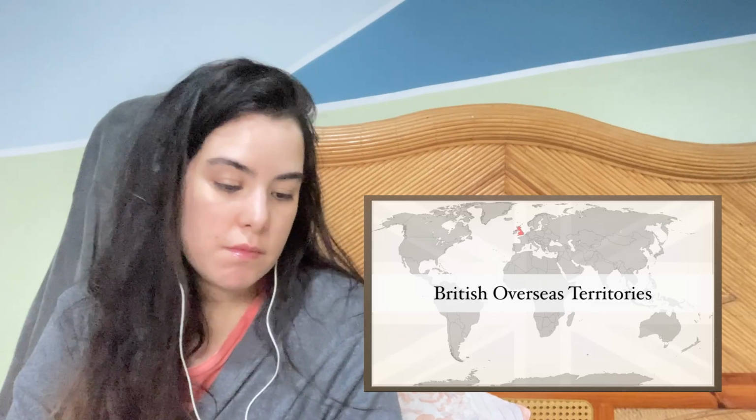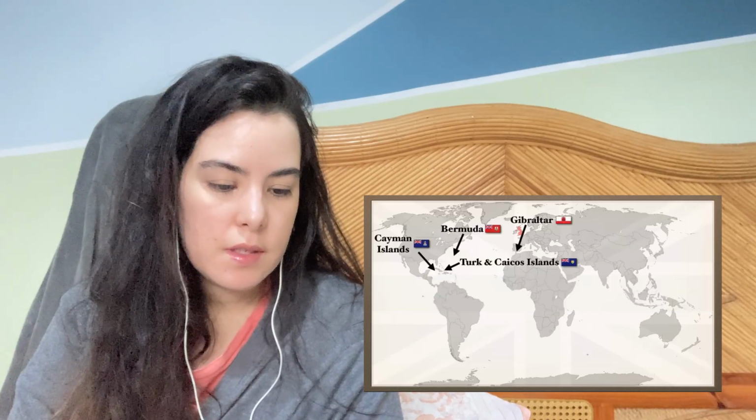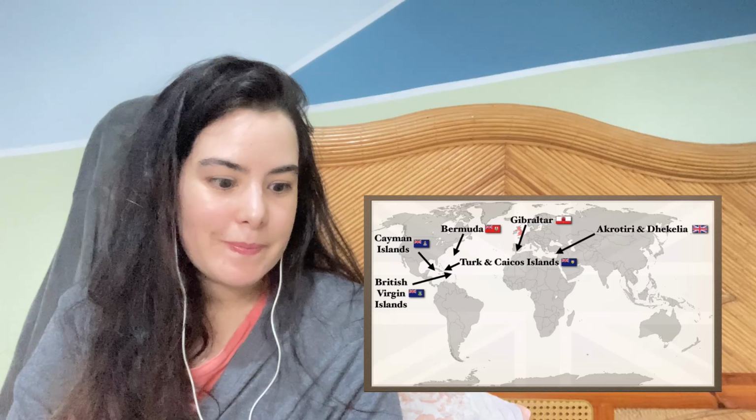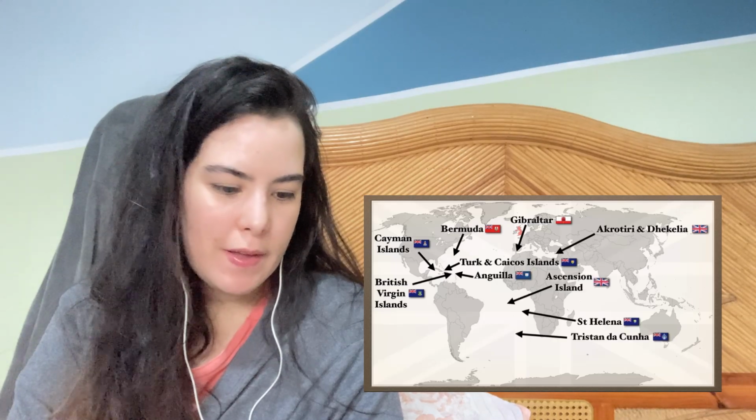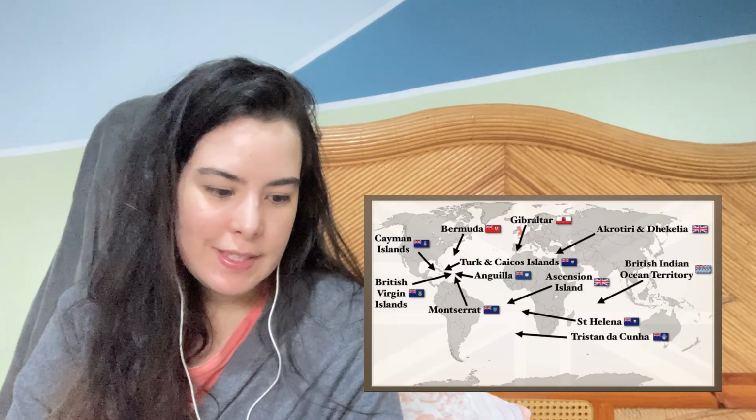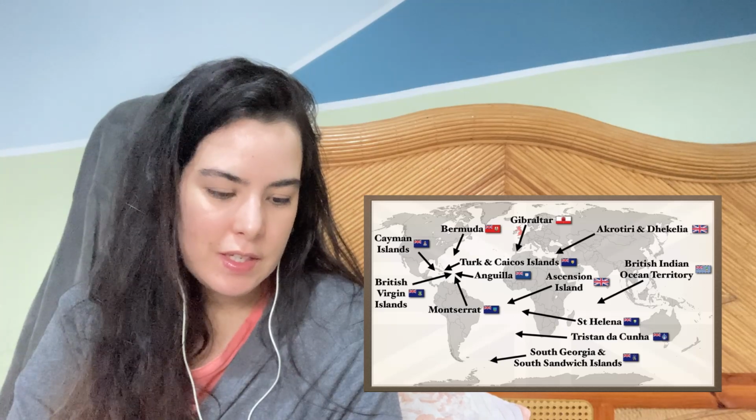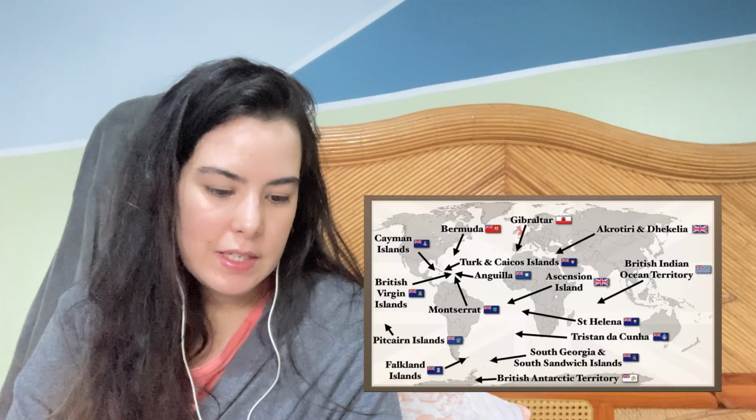Unlike the Commonwealth realm, they have not become independent nations and continue to rely on the United Kingdom for military and sometimes economic assistance. Like the crown dependencies, everyone born within their borders is a British citizen. The Crown Colonies are, in decreasing order of population, Bermuda, the Cayman Islands, the Turks and Caicos Islands, Gibraltar, the British Virgin Islands, Akrotiri and Dhekelia, Anguilla, St. Helena, the Ascension Islands, Tristan da Cunha, Montserrat, the British Indian Ocean Territory, the South Georgia and South Sandwich Islands, the Falkland Islands, the British Antarctic Territory, and the Pitcairn Islands.